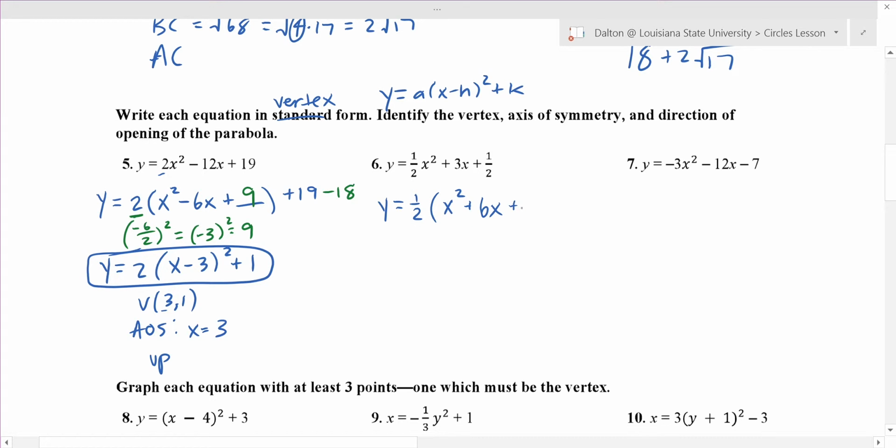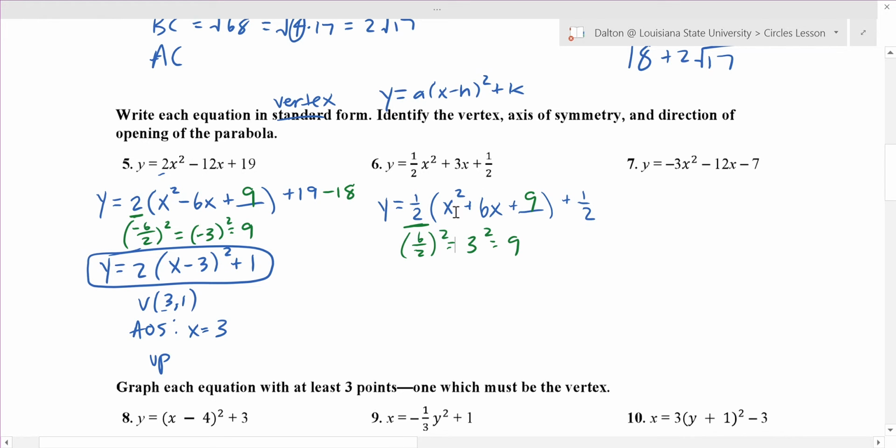Again, plus a new c, and then you're just going to leave that 1/2 alone. Don't factor anything out from that 1/2. This old c does not have anything to do with the new c. To find the new c, b over 2 in this case will be 6 over 2 squared, which is 3 squared, which is again 9, except this 9 is being multiplied by 1/2. So that's going to be 9 halves or 4.5.